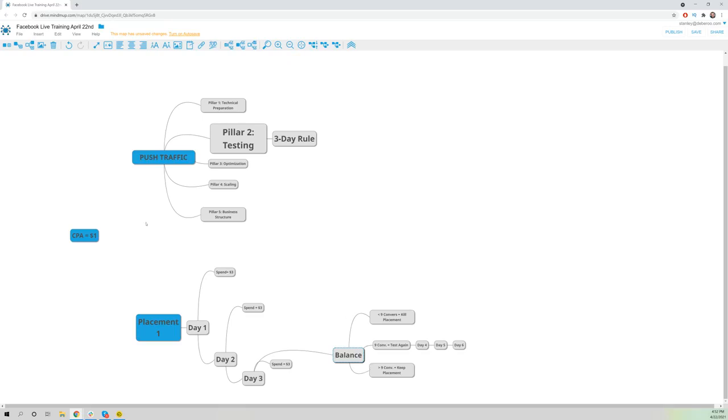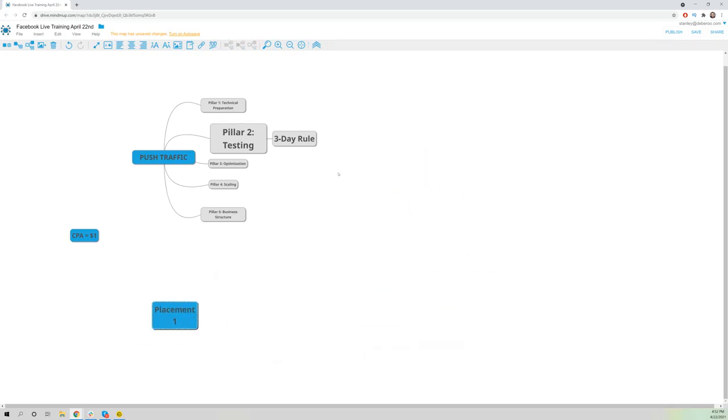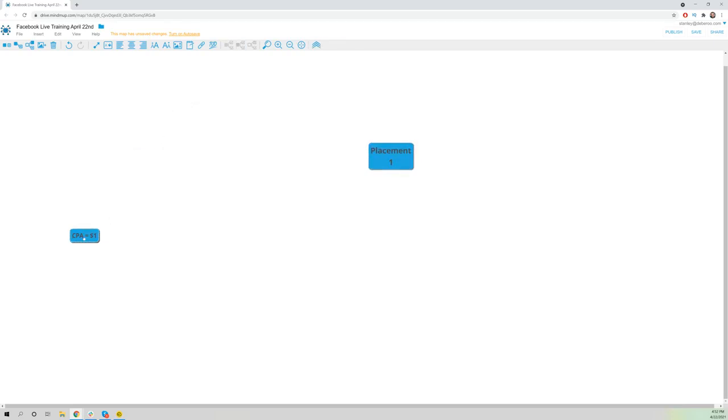All right. So that is basically the structure of the 3-day rule. So let's actually draw it out and see what happens when we have a couple different placements. I'm gonna remove all this for a second, and we're actually gonna keep the CPA of $1 just because it's easy to calculate. I'm gonna add a couple of placements.